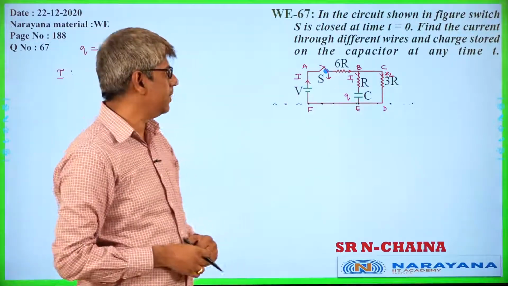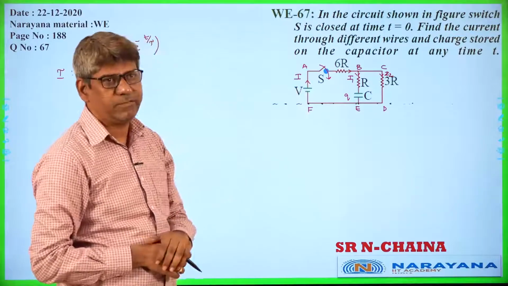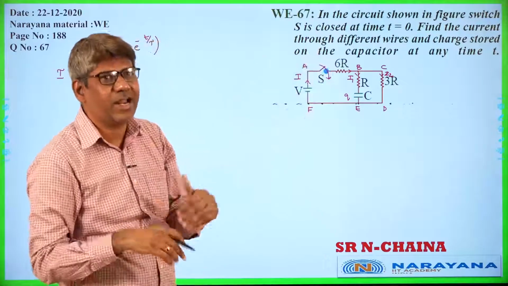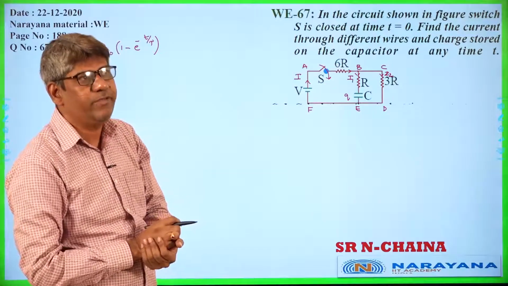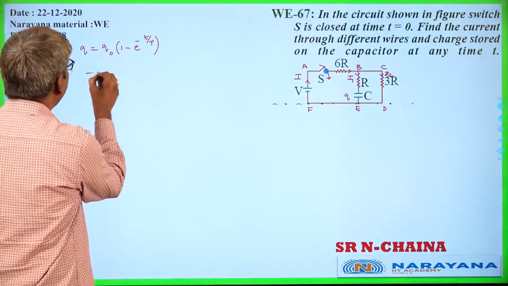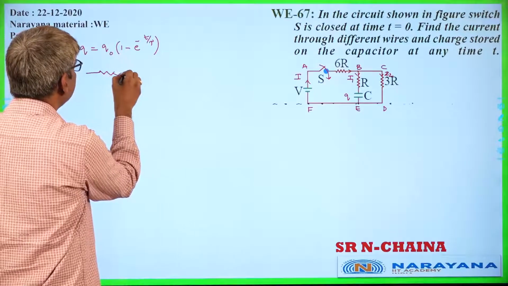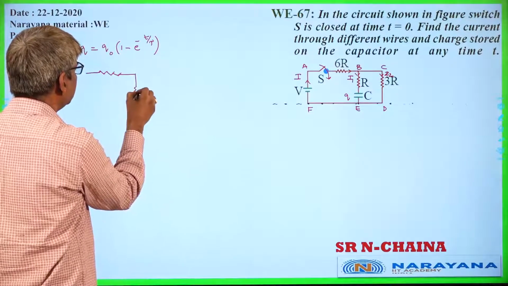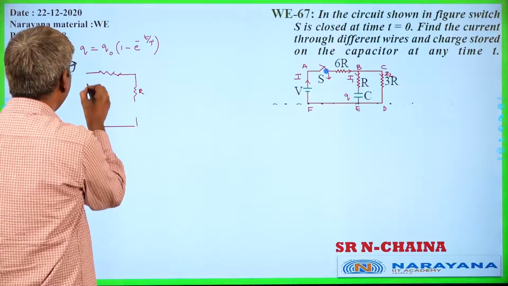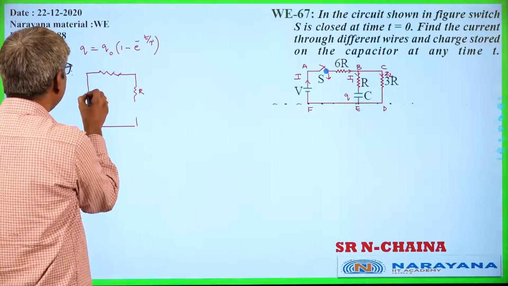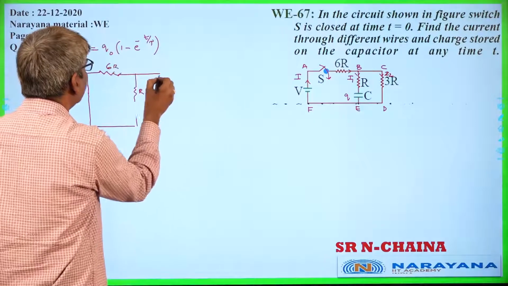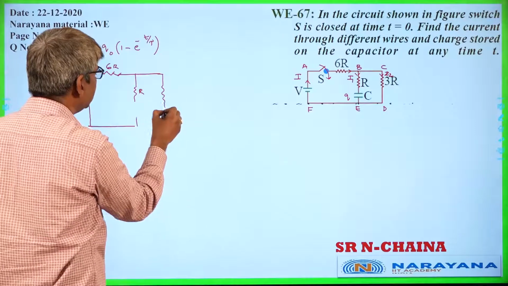The method is shorting the battery. First short the battery and open the capacitor, that is, after a long time interval of t equal to infinity. Then the circuit will be like this. This is 6R, this is R, whereas I open the capacitor terminals like this and short the battery like this. Next, this is 6R. Next, this is 3R.